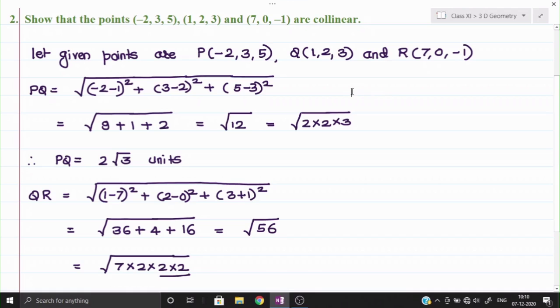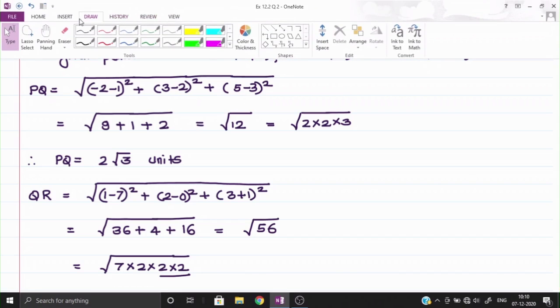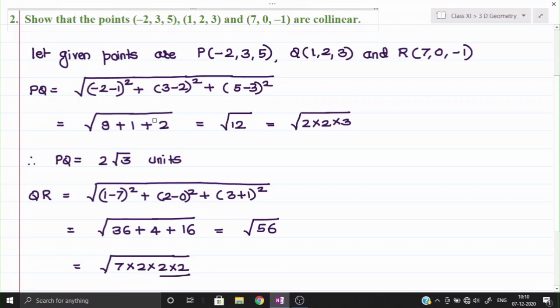So minus 2 minus 1, 3 minus 2 is 1, and 5 minus 3 is 2. Yes, here we have made a mistake. 5 minus 3 is 2, and the square of 2 will come here as 4. Here a small mistake is there, because the relevant terms were not coming. That's why I thought we were definitely making some mistake. So we can rub this one.